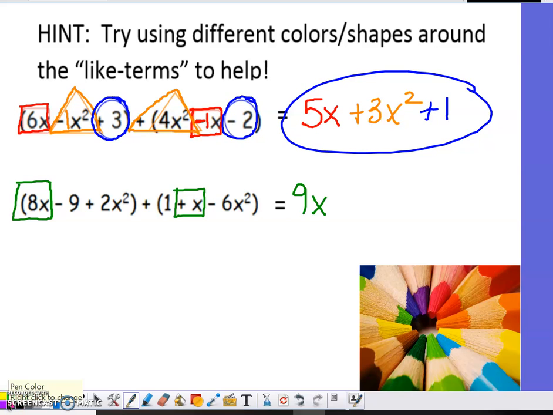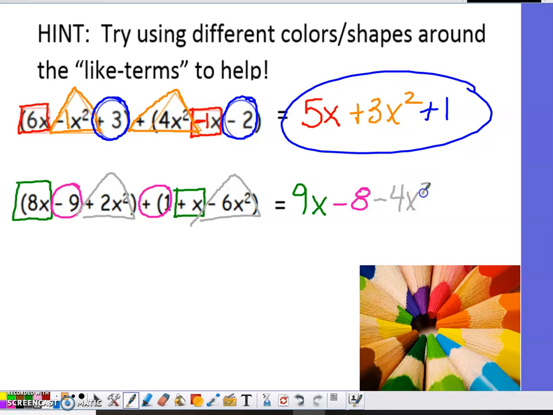Next, I come across this negative 9. This is a constant, so I've got to look for another constant to combine it with, which is going to be this plus 1. So negative 9 plus 1 is a negative 8. And then lastly, I come across this 2x squared. It's positive, and I can combine it with this negative 6x squared. So I have 2x squared minus 6x squared, so that's going to give me a negative 4x squared. So here's my simplified expression.